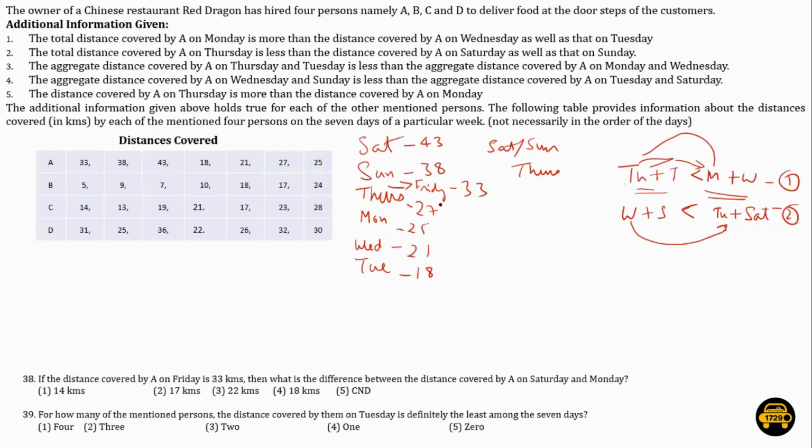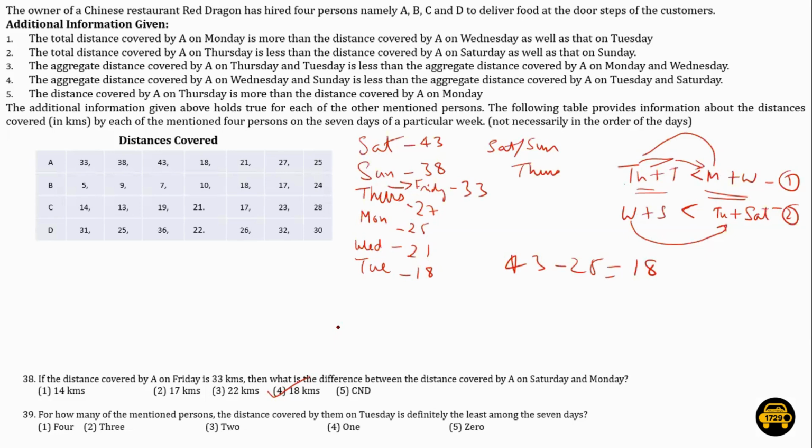So now we know the distances covered by A on all the days. The question being asked is the difference between distance covered by A on Saturday and Monday. So Saturday it is 43, Monday it is 25, and the difference will come out to be 18. So the answer will be option 4, 18 kilometers. Now moving on to the next one.